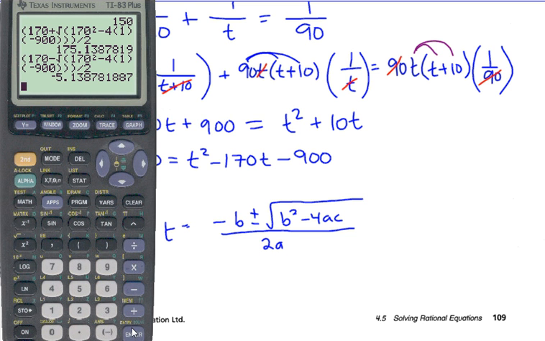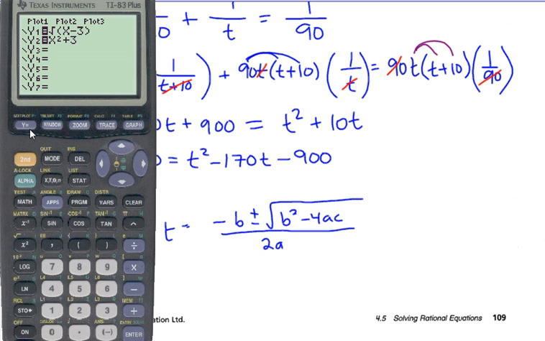Okay, the other way is graphically. We can plug this into our calculator. So we put in x squared minus 170x minus 900. You have to do it twice, one for the plus, one for the minus. Because one of them was a negative, and you can't have negative time, we reject the negative.